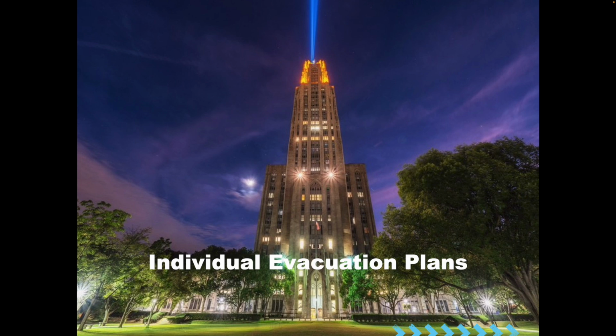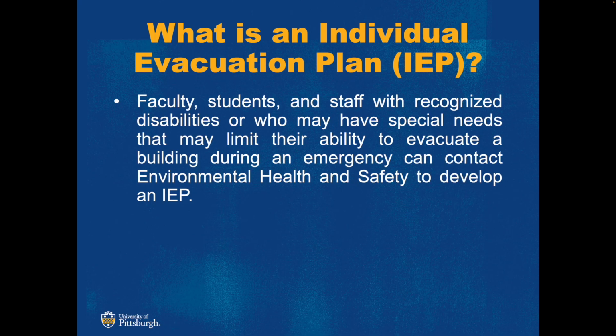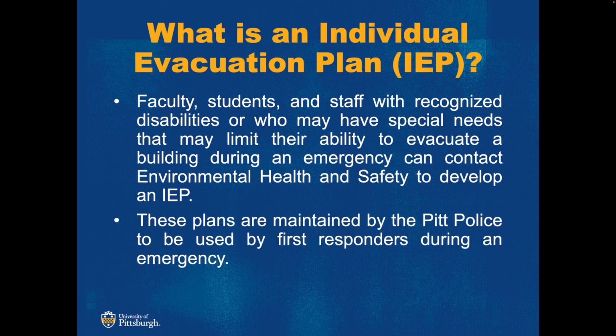If you are unable to follow the general evacuation procedures for your building, you may need an individual evacuation plan. Pitt community members with recognized disabilities or who may have special needs that could limit their ability to follow normal building evacuation procedures should contact Environmental Health and Safety. We will meet with you and develop an individual evacuation plan, or IEP. These plans are maintained by the Pitt Police to be used by first responders during an emergency.